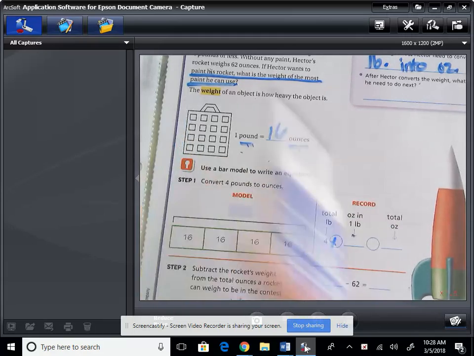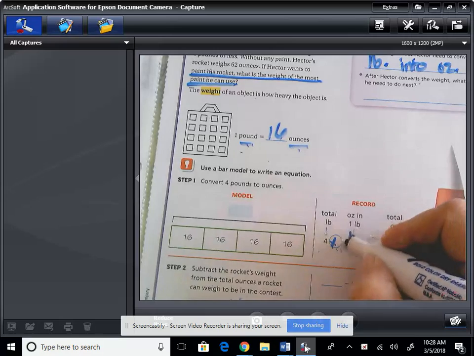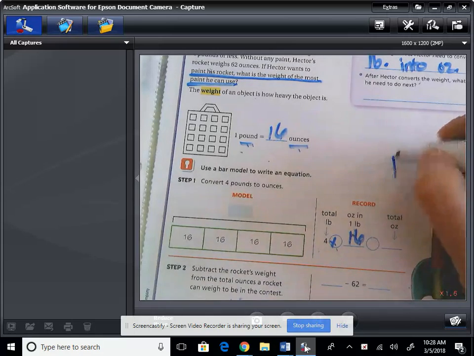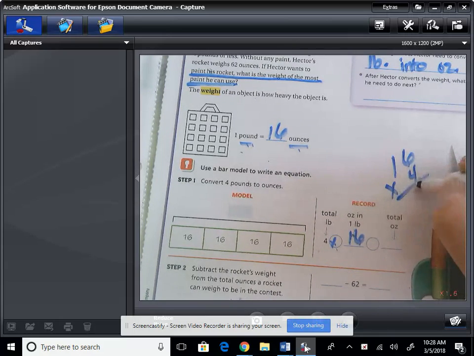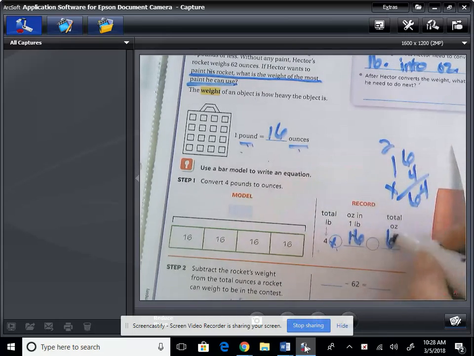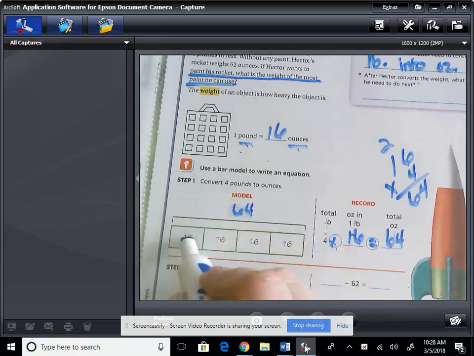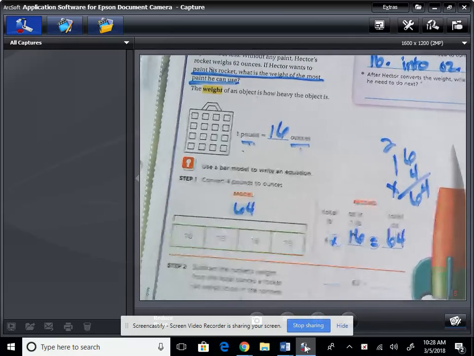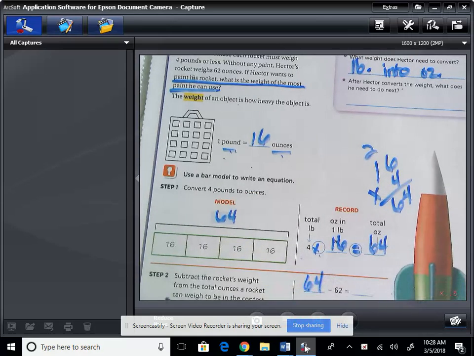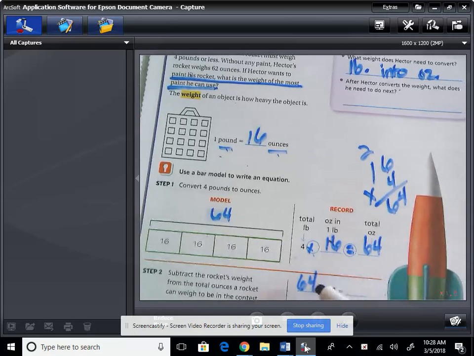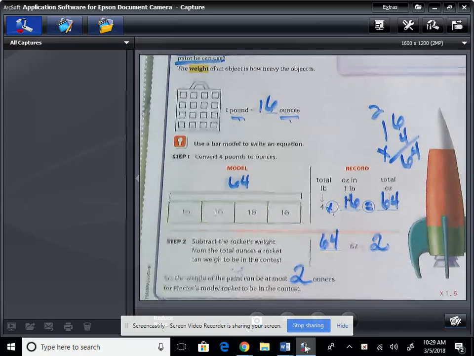How many pounds does he have? He has 4 pounds, and that equals how many ounces? 16 times 4 is 64. So we're going to take 64 and subtract the rocket weight from the total ounces a rocket can weigh to be in the contest. So that would be 64 minus 62 equals 2. So his weight can be at the most 2 ounces.